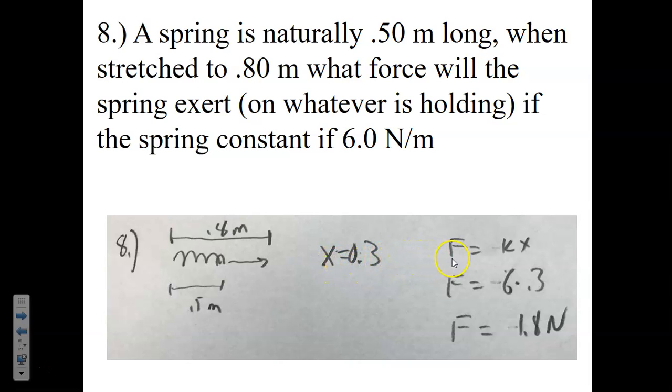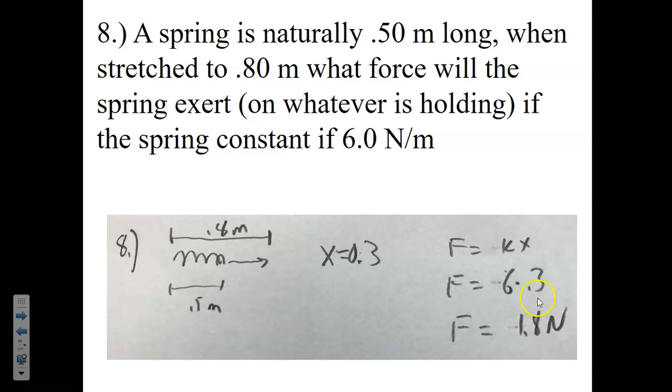Now, plugging that into Hooke's law, the spring constant equation, F equals kx. k is 6 newtons per meter, that's what the spring constant is measured in, newtons per meter, times the displacement, which we said is 0.3. That's how far it's stretched. Multiplying it, and it's 1.8 newtons.